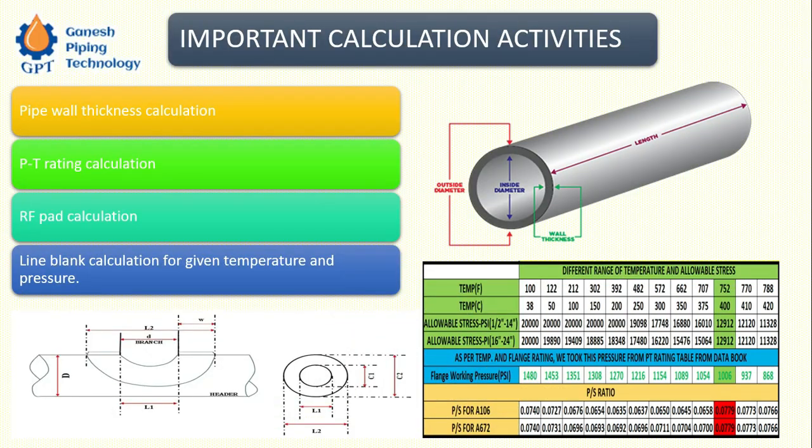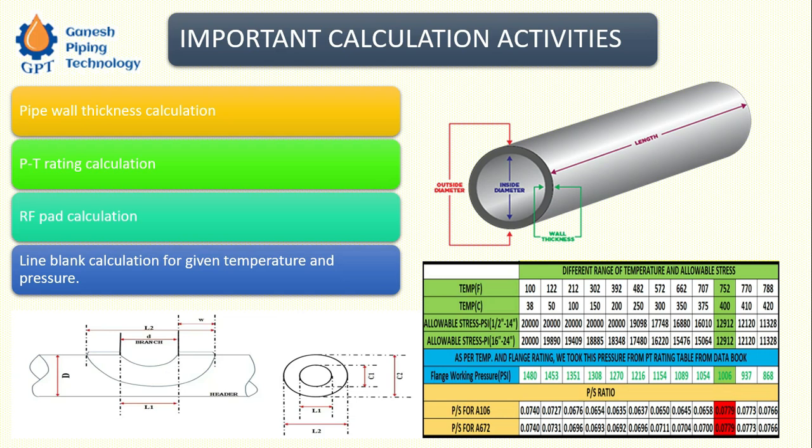So now here, quickly we will go through the important calculations that are associated with the piping material engineering activities. The first and foremost of that is the pipe wall thickness calculation. In the earlier video, we have seen that the pipe wall thickness is the first activity undertaken at the start of the piping material specification, or developing the PMS. Then the second one is the PT rating, that is the pressure temperature rating.